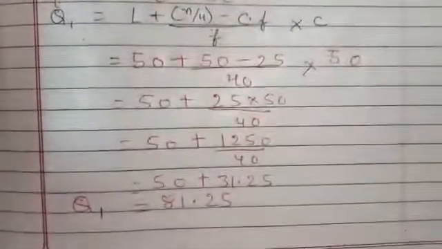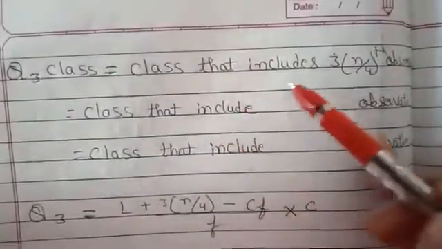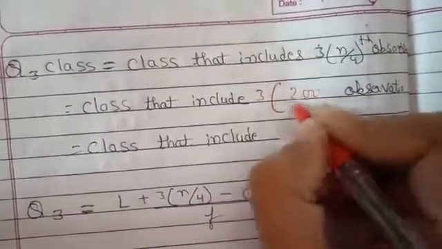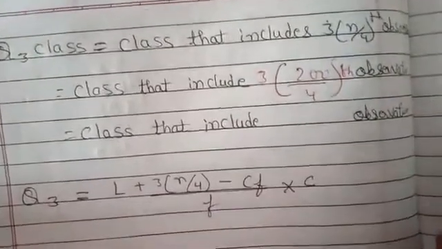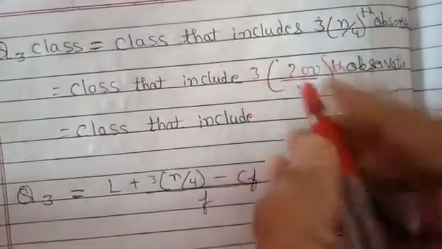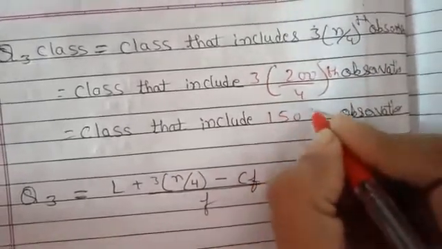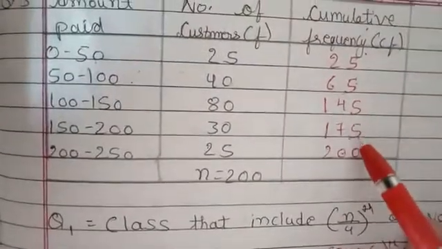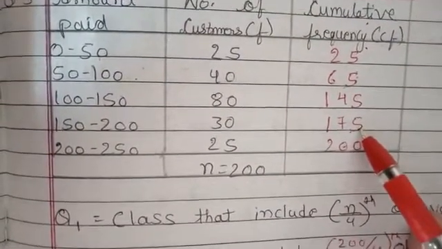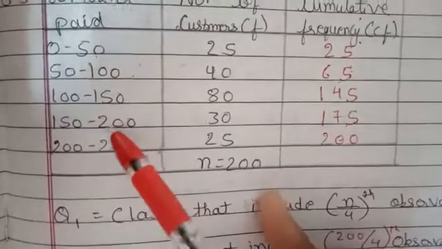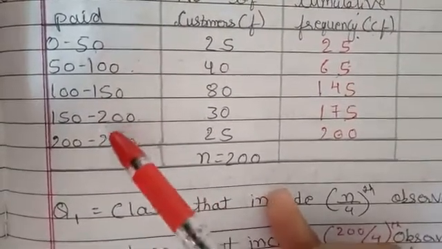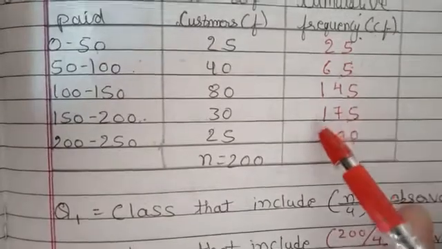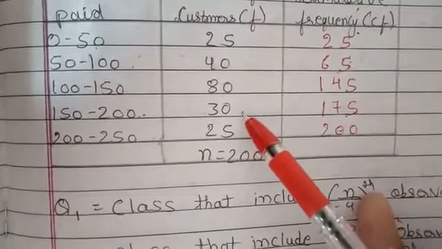In the same way, we will find Q3. Now here the class that includes the 3n upon 4th observation. So that is 3 times our n, 200, divided by 4. 200 divided by 4 is 50, and 50 multiplied by 3 is 150. So the class that includes the 150th observation. Again we will refer to our CF column. Now look here, 150 comes in here, 175, right? So 175 is there, so the respective class is 150 to 200. That is our Q3 class. CF will be of the previous class, so CF is 145, and the frequency of that particular class is 30.